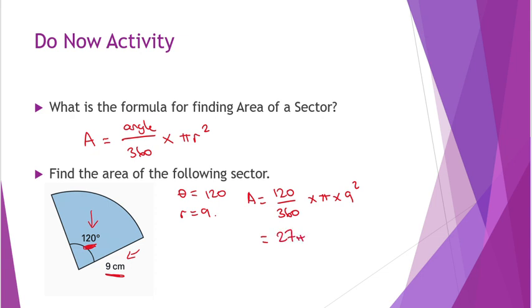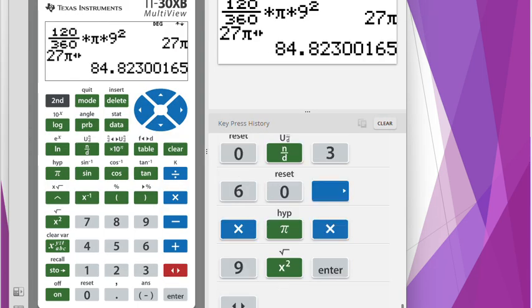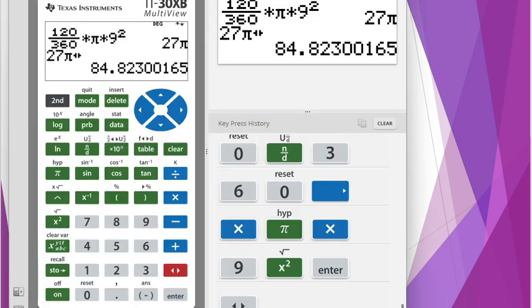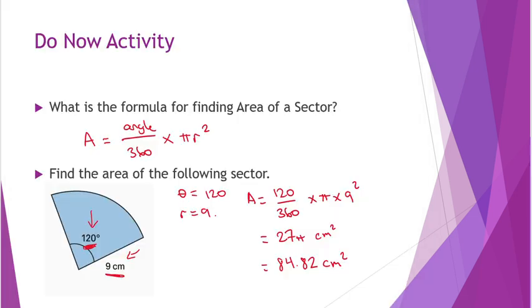Now, if the question asks you to find this area in exact form, you'd leave it exactly like this. But if they ask you to find it to two decimal places, just press that funny double arrow button and it turns to 84.82 centimeters squared, after rounding it.